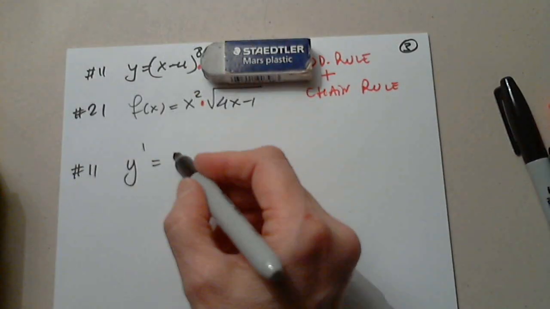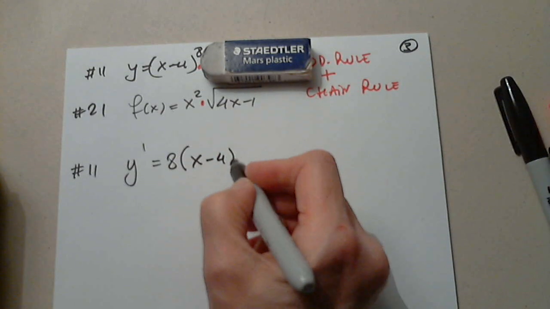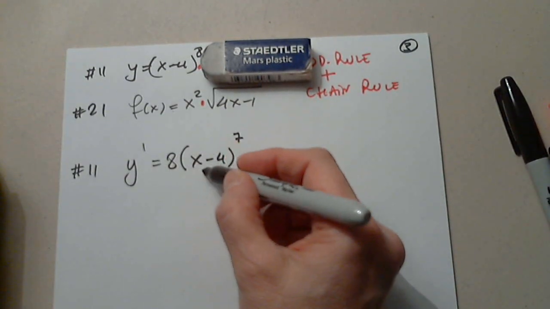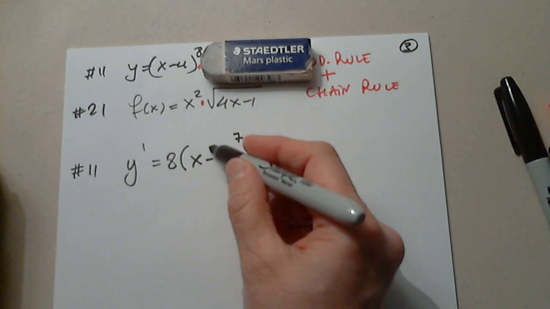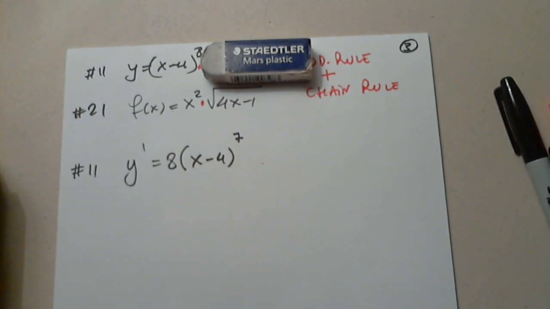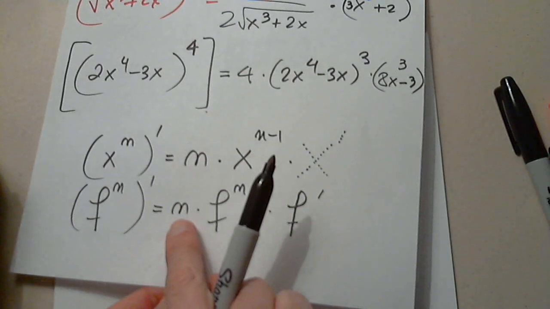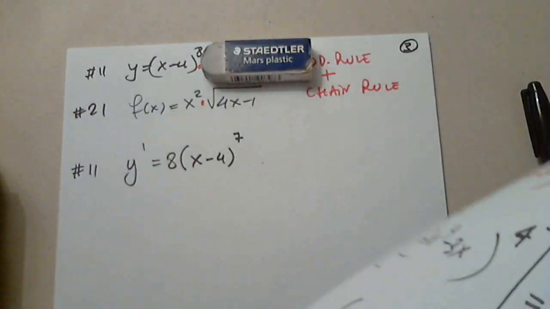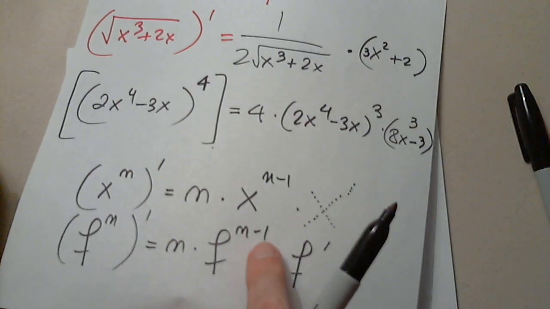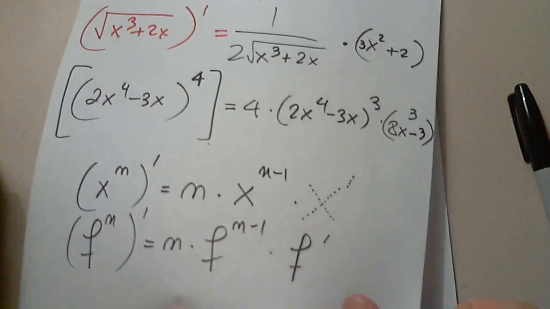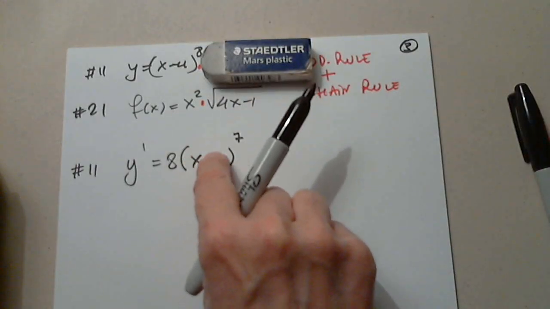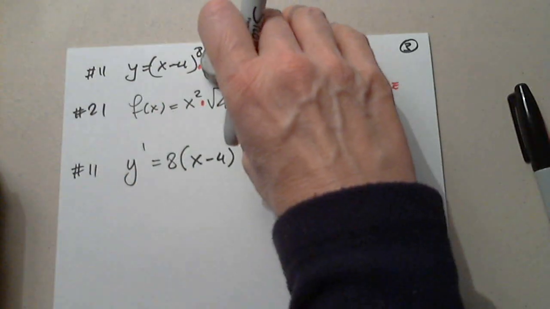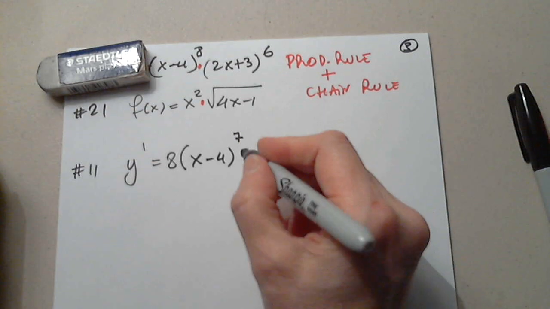We bring down 8. We subtract 1 from the power. But what is the derivative of the inner function? Because I have to put it in. So 8 times x minus 4 to the 7th power times the inner function prime. But what is the derivative of this? 1. Exactly. Lucky me. Times the second function.